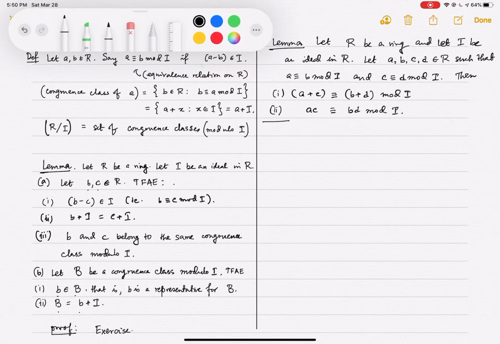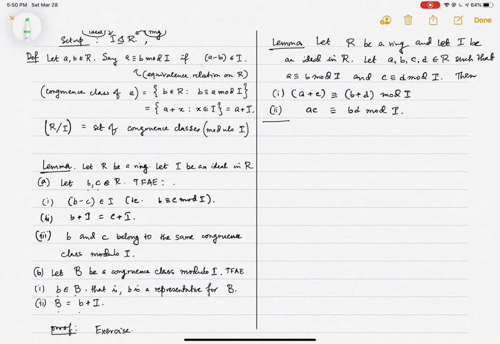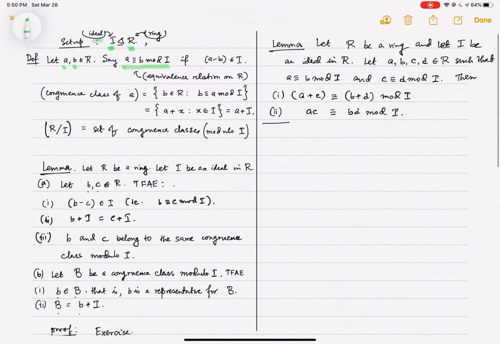So let's see where we were. Here's the setup. You have a ring R and a two-sided ideal I. We just say ideal, meaning two-sided ideal. Given two elements a and b in the ring R, you say that a is congruent to b mod I if the difference a minus b is in I. Same as saying b minus a is in I, because if something is in the ideal, its negative is also in the ideal. We verified that this is an equivalence relation on the ring R.